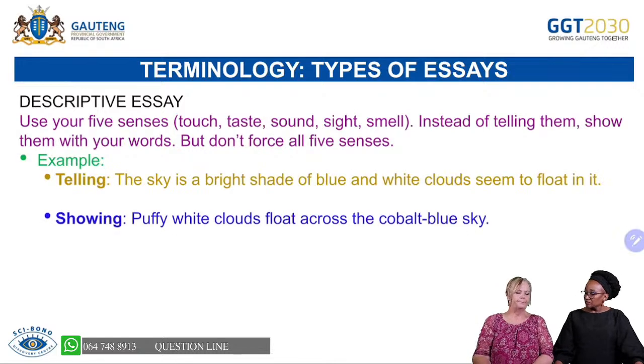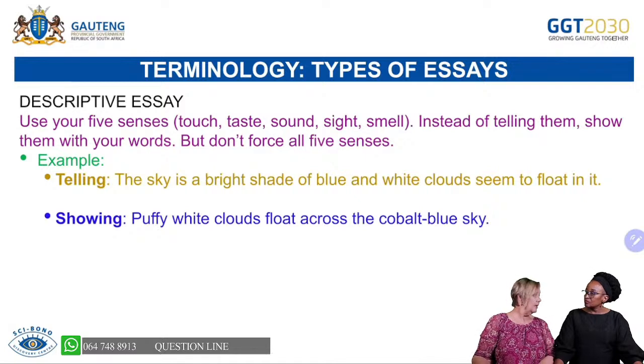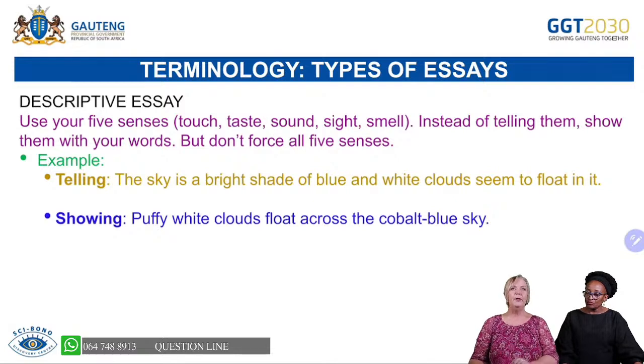For example, the sky is a bright shade of blue, and white clouds seem to float in it. It is descriptive. It tells me that the sky is blue. It tells me that there are clouds and they are floating. That is a nice descriptive word. Oh, the word nice is not so nice though. Right, but rather than telling, let's show. Because remember, when you write a descriptive essay, you create pictures with words.